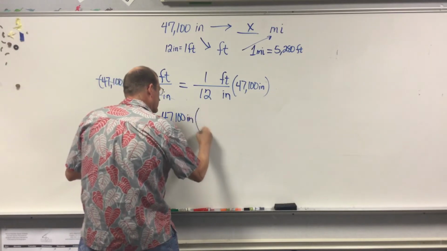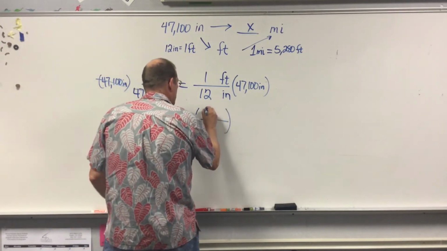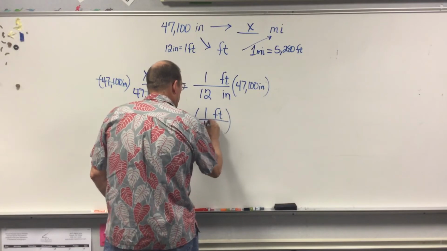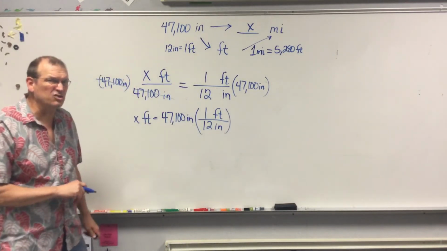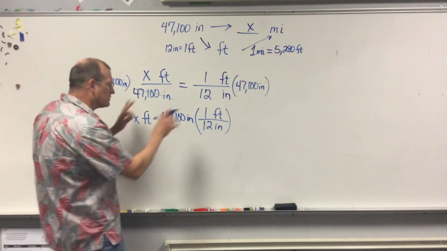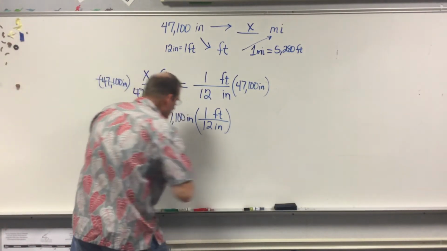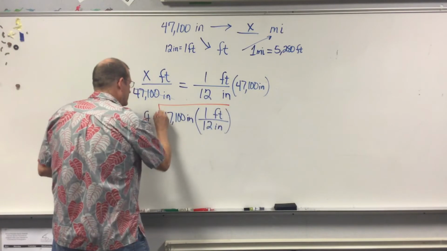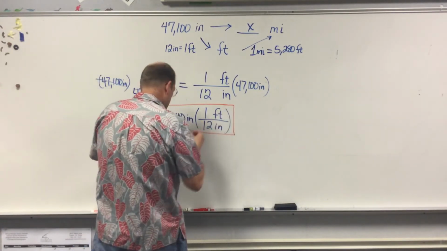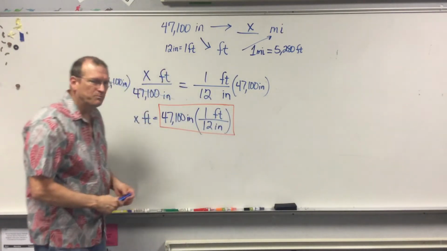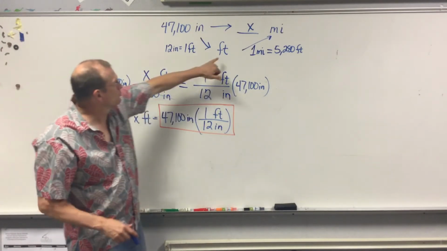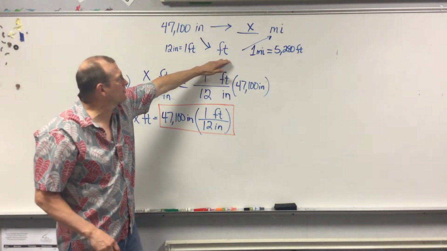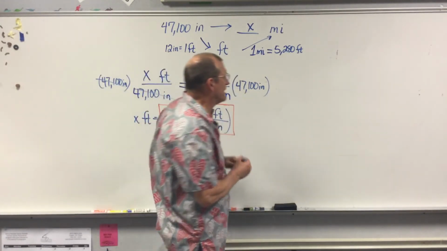47,100 inches times 1 foot over 12 inches. Now, I'm not actually going to calculate this for a reason. So I'm just going to leave this. I'm going to box this in orange. So now this answer represents a value here, and now I need to go from feet to miles.